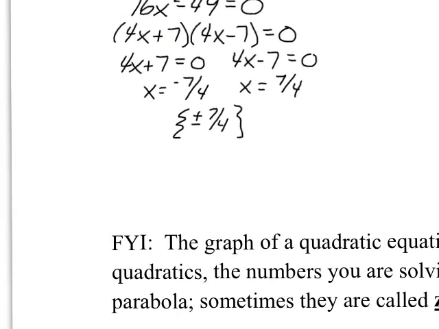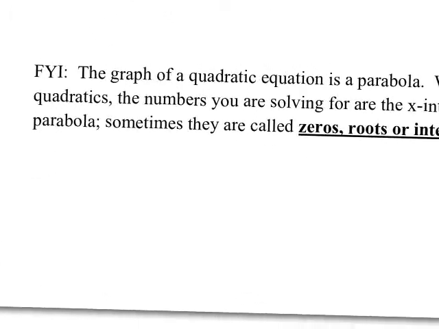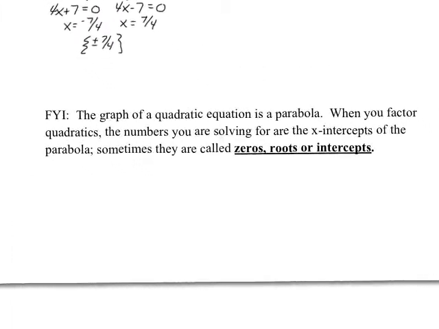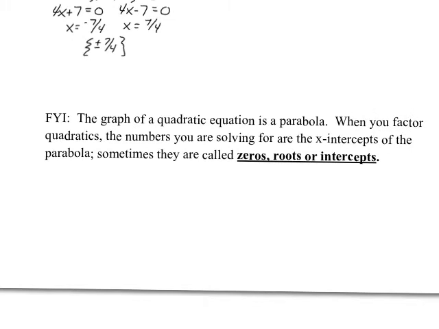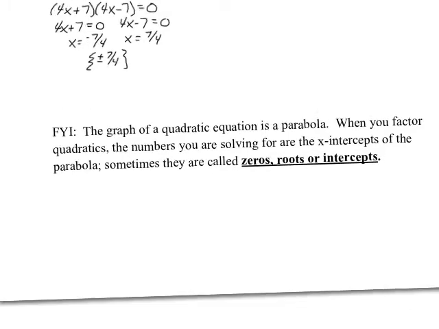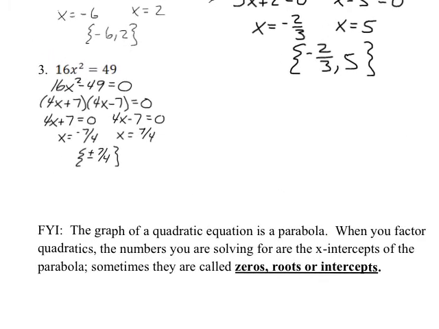One last part that I want to bring up, and this is something I have down here, just a little bit of a note to ourselves. And this says that when you graph a quadratic equation, it's a parabola. So when you factor quadratics, the numbers you are solving for are the x-intercepts. And hopefully that makes a little bit of sense, because where the x-intercepts are, that's where y is equal to 0.